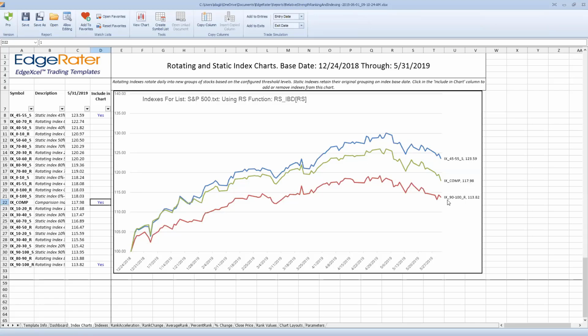That's SPY. Since 12/24, it's gained 17.98%. But rotating into the highest relative strength, using this particular relative strength, which is the IBD relative strength, rotating into those on a daily basis did not do as well.